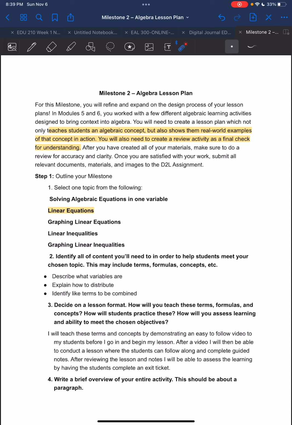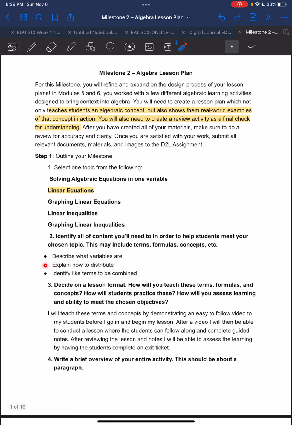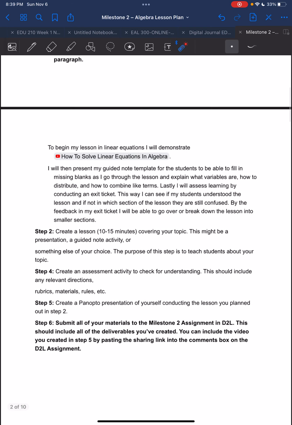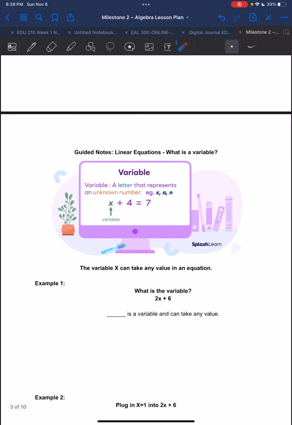Hello, Professor. Here is my Milestone 2 algebra lesson plan. I am conducting it on linear equations. I have filled the following information here, and I will now continue on with my lesson.